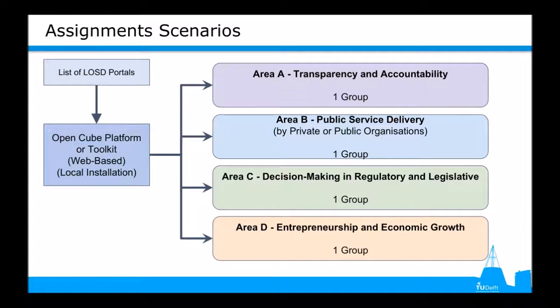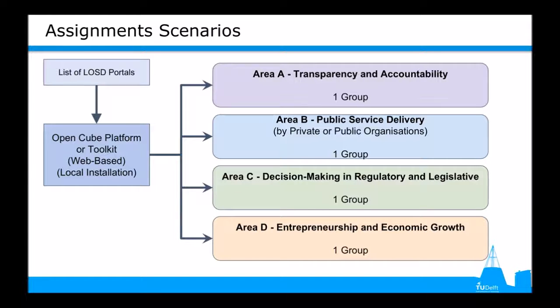We have some suggestions of areas that you can work on. Of course, we start by listing portals where you can find open or linked data. We can use the OpenCube platform online, web-based, or the toolkit, which you can install locally. The first area, Area A, we suggest transparency and accountability in government. Area B, public service delivery. It can be from both private or public organizations.